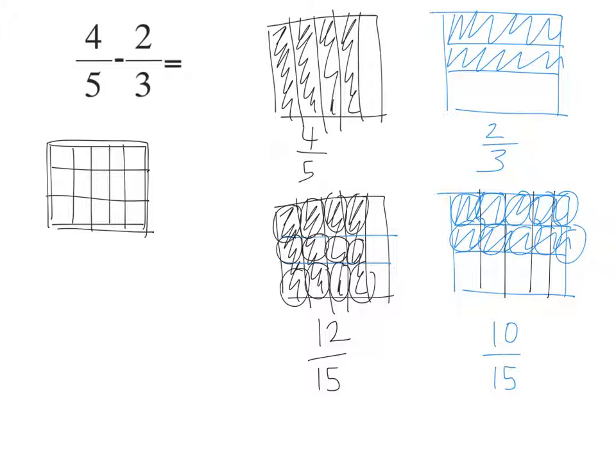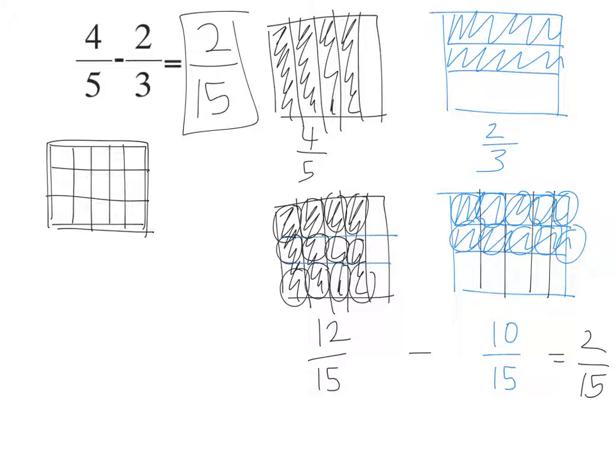Now, do I have the same denominator or the same units? Yeah, I have fifteenths. So if I have 12 fifteenths and I'm going to take away 10 of those fifteenths, what's left? 2 fifteenths. Before I write my final answer, I need to check. Is that fraction, 2/15, in simplest form? Yeah, that means that will be my final answer. 4/5 minus 2/3 equals 2/15.